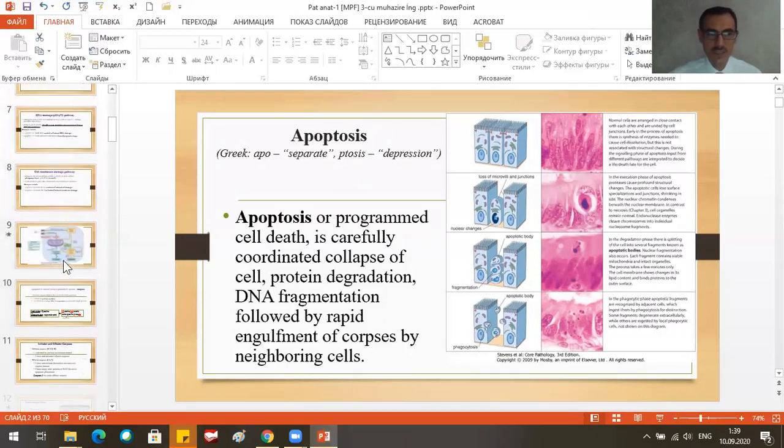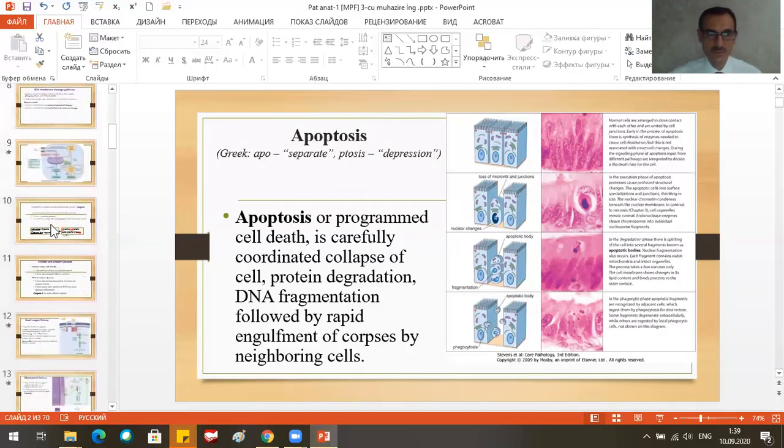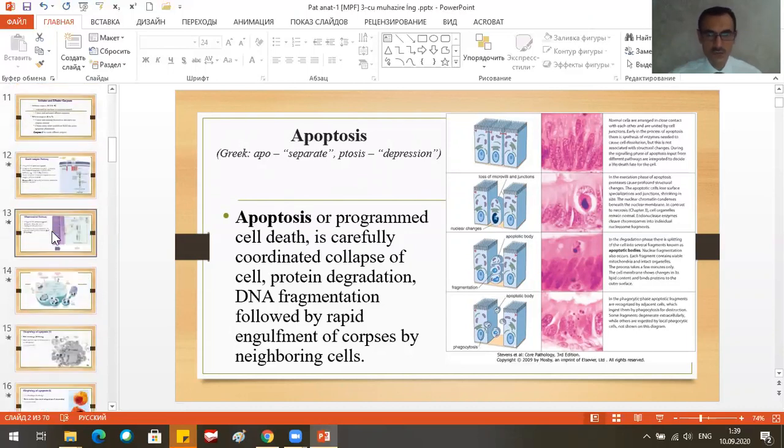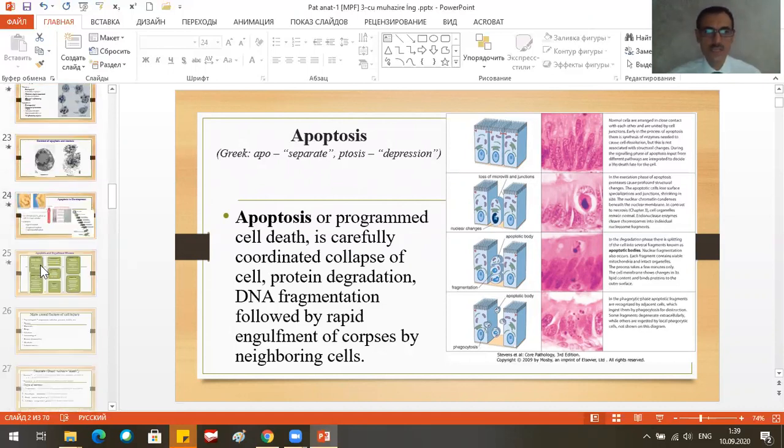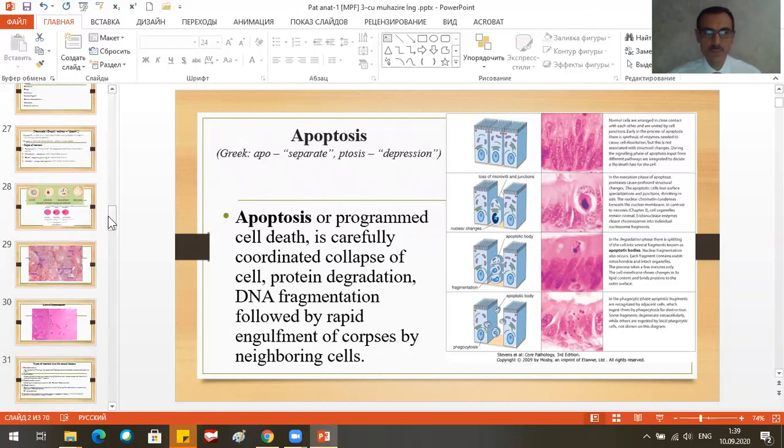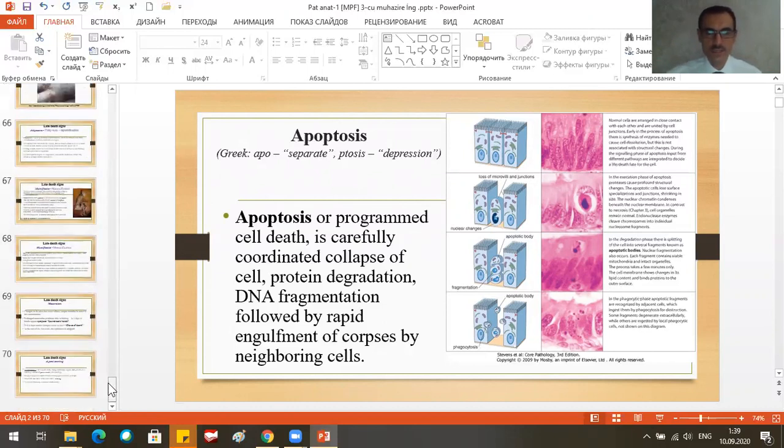We discussed about the types of the necrosis, the clinical morphological types, the causal types. Then we discussed about the human death and about the post-mortem science.